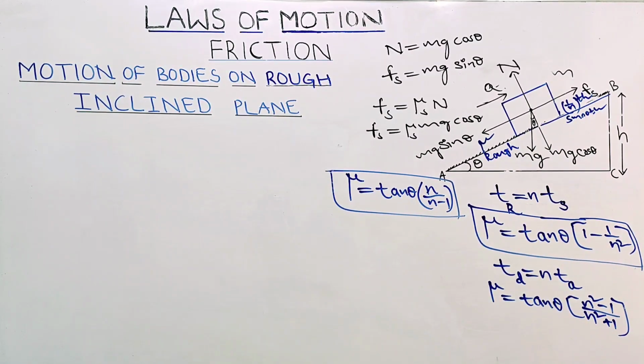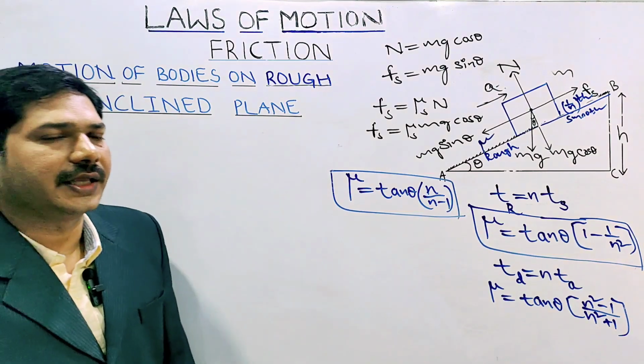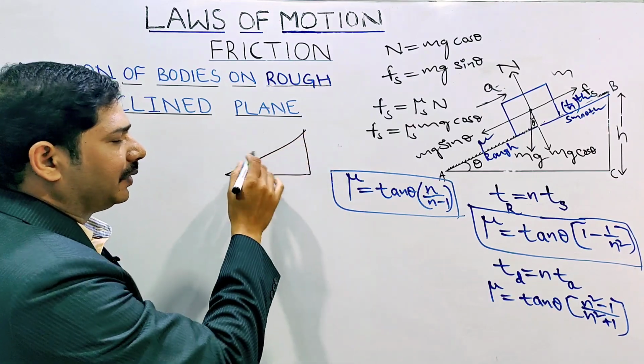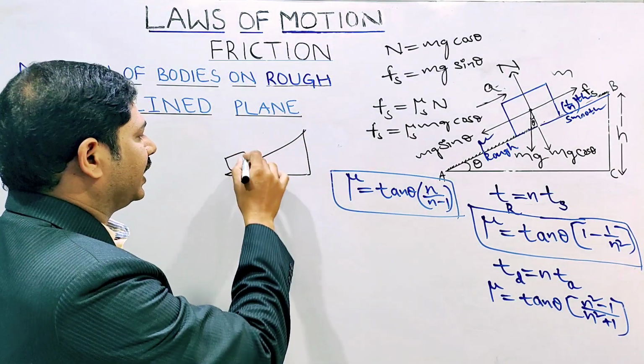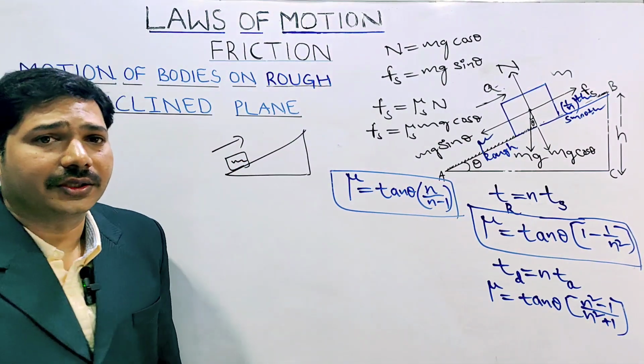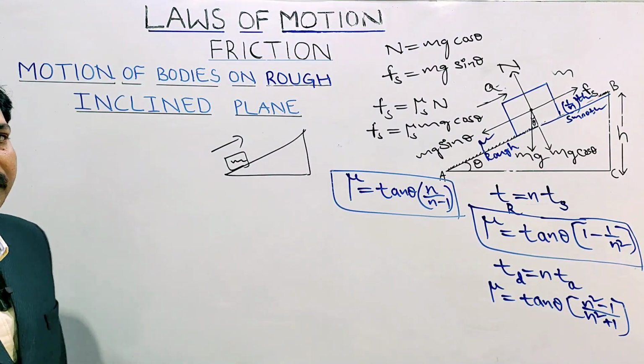An engine of 1 metric ton is going up an inclined plane 1 in 2 at the rate of 36 km per hour. If the coefficient of friction is 1 by root 3, the power of the engine is? Problem. So what they are saying is that the body is sliding up on a rough inclined plane. They have given the body of mass 1 metric ton, and the body is sliding up. So the length is directly not given.